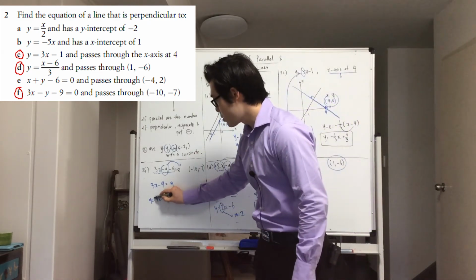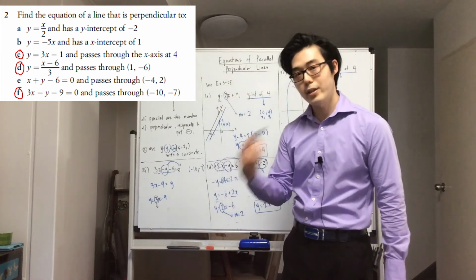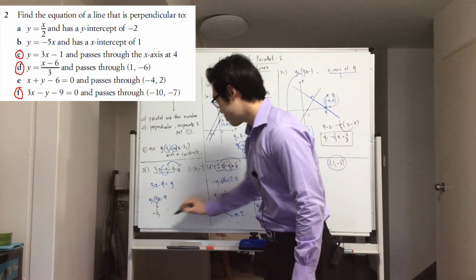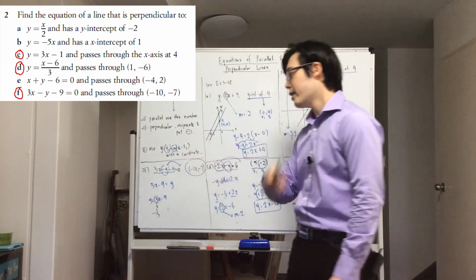Find the gradient from here. So once again, the gradient is 3. The gradient perpendicular to that would be minus 1 over 3. And then you've got the coordinate, plug it in there, and you'll get your answer.